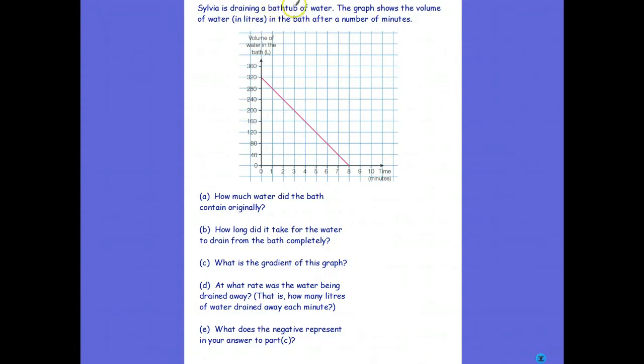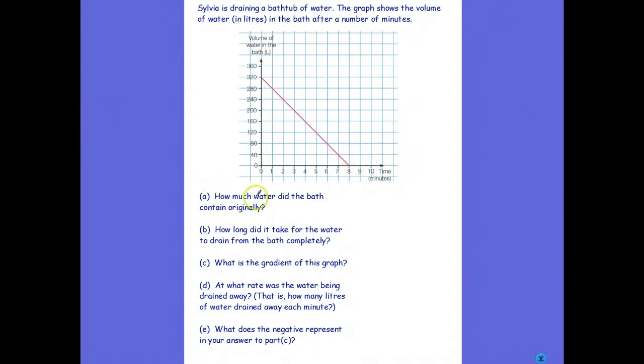Sylvia is draining a bathtub of water. The graph shows the volume of water in liters in the bath after a number of minutes. So if we look at the graph here at 0 minutes, which means before she started to let the water out, the bath contained 320 liters. And it went out of the bath at a steady rate. And after 8 minutes, the volume is 0, which means basically the bath is emptied. So let's go ahead and see if we can answer some questions using that graph to assist us.